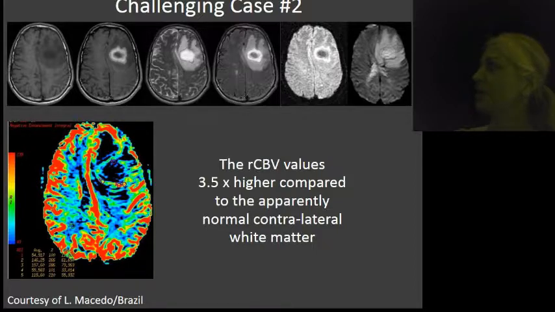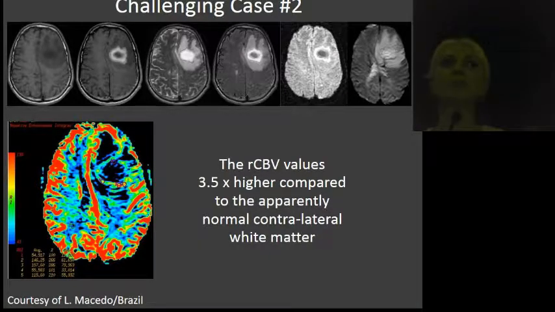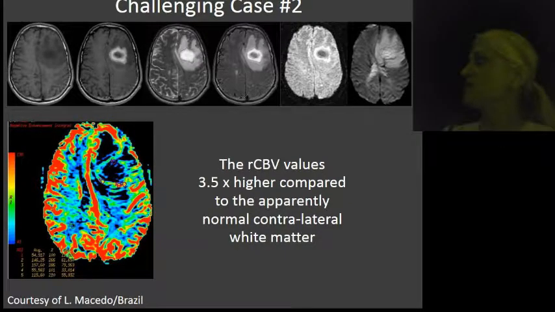In the wall here, the rCBV values were 3 times higher compared to the normal contralateral white matter. So now you tell me, sometimes these extensive measurements of little things can be more confusing than just looking at things. But still, we said it should not be red. It should be just a thin rim of enhancement. Okay, so was it a tumor? It doesn't look like a tumor, but this perfusion was very confusing.